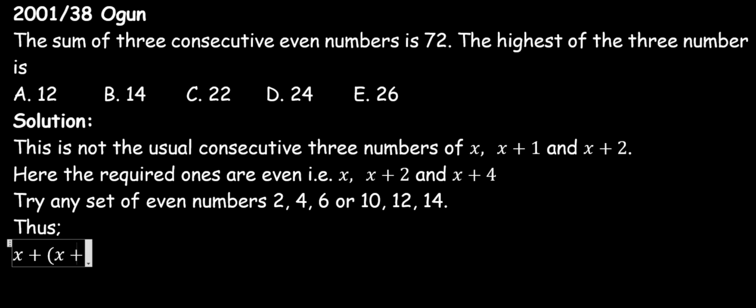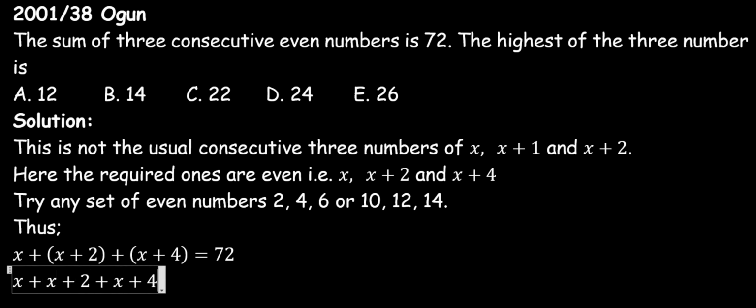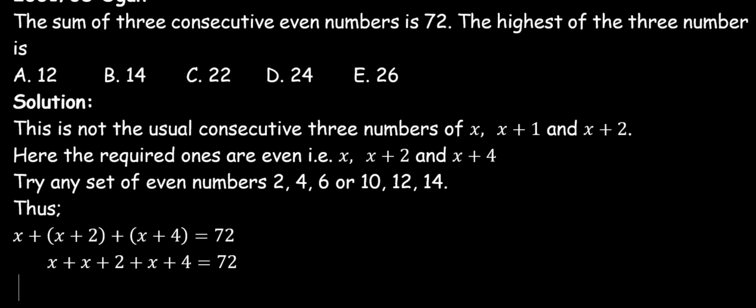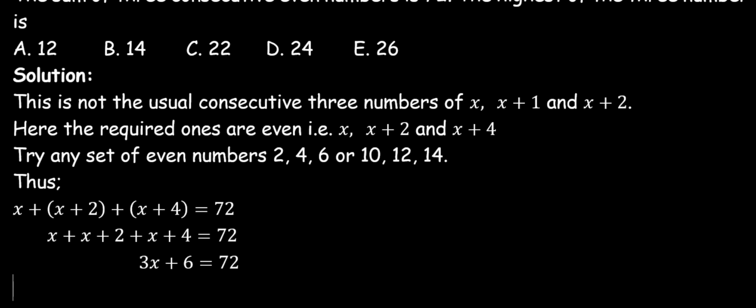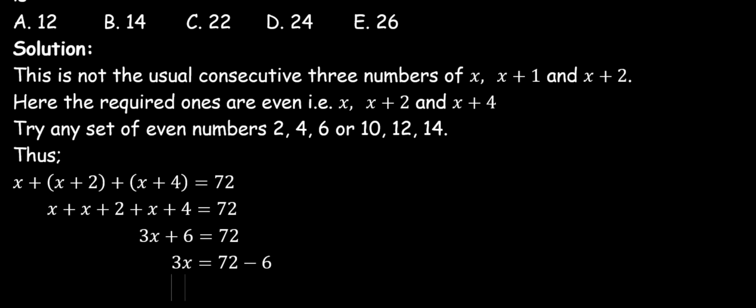plus (x plus 2) plus (x plus 4) equals 72. Opening up our bracket freely, since we are dealing with plus alteration, we have x plus 2 plus x plus 4 equals 72. That is 3x plus 6 equals 72. We collect like terms together, so we have 3x equals 72 minus 6. From here, you can conveniently divide both sides by the coefficient of x, which is 3. We now have 3x divided by 3 will be equal to 66 divided by 3. And our result will be x equals 22.